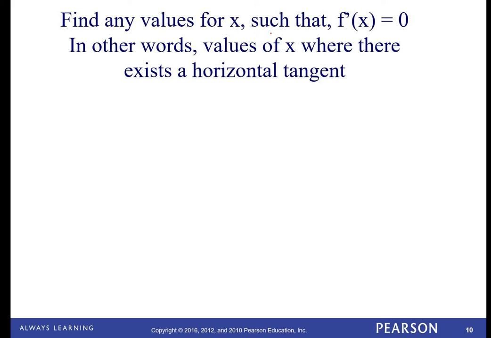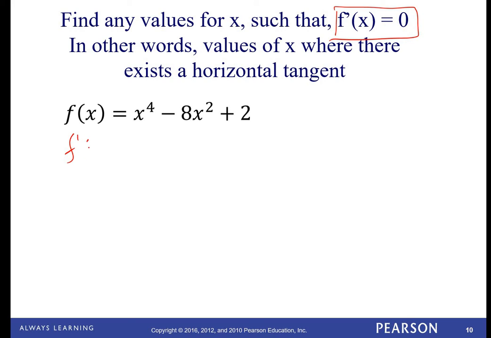Okay, so find any values of x such that f prime of x equals 0. In other words, values of x where there exists a horizontal tangent. So this is another type of problem we can do with derivatives. If f of x is x to the fourth minus 8x squared plus 2, and I want to know where f prime of x equals 0, first, let's find f prime of x using the rules we've just learned. 4x cubed, bring down the 2 and multiply, 16x, subtract 1 from that, and that's going to be a 0.